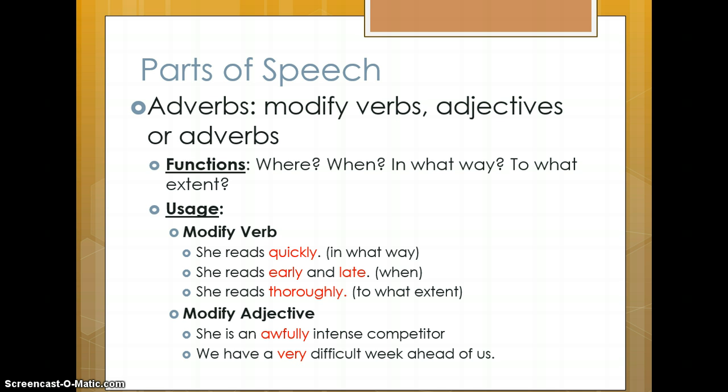Another thing that they can modify is an adjective. So she is an awfully intense competitor. Awfully is your adverb, and it's modifying the adjective intense. It's telling us to what extent she is intense. Same thing with the final example on this page. We have a very difficult week ahead of us. Very is probably not a word that you would have considered to be an adverb. It doesn't have that ly, but it's still modifying difficult. It's telling us to what extent it is going to be difficult.